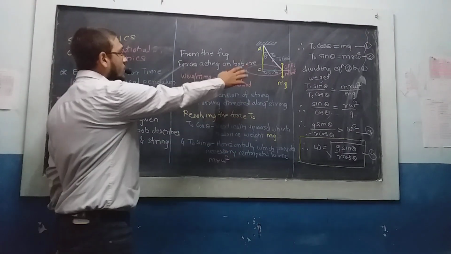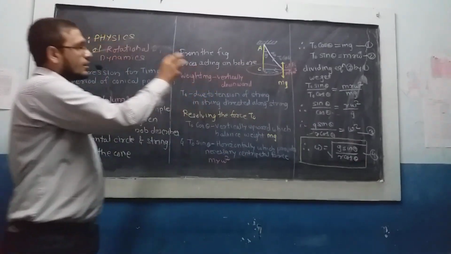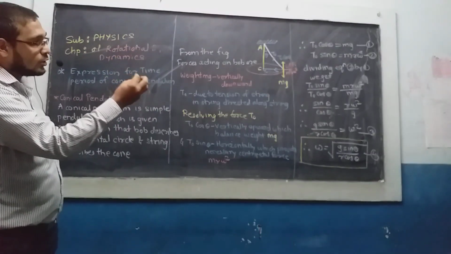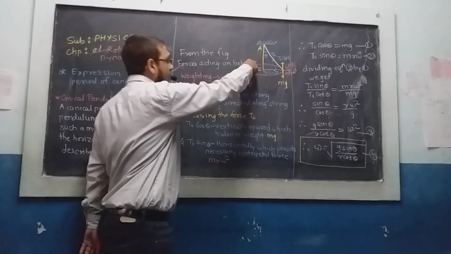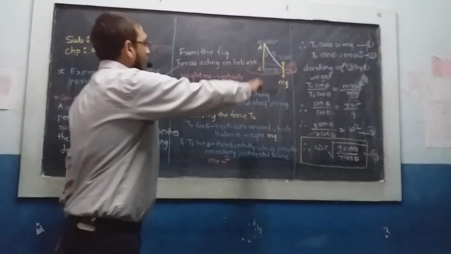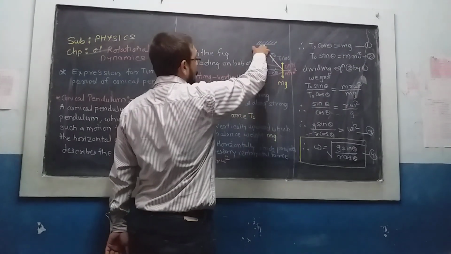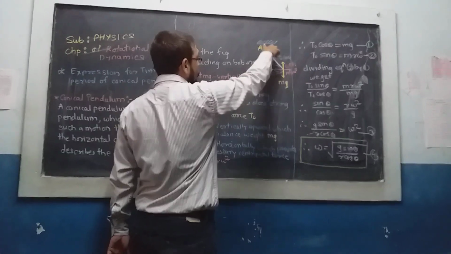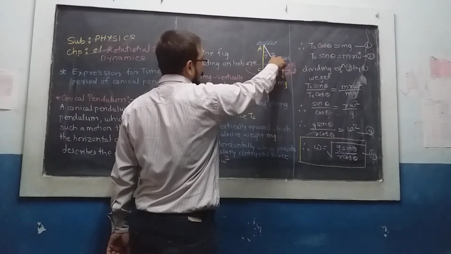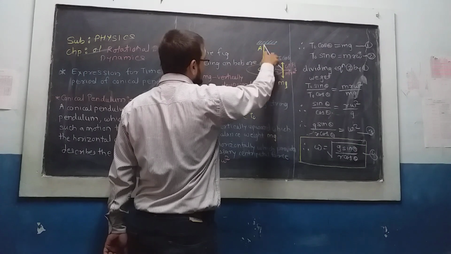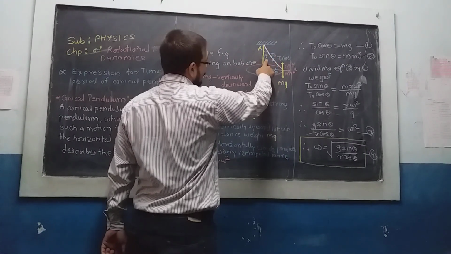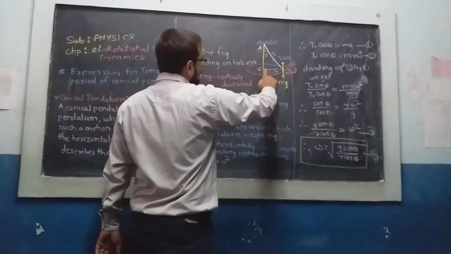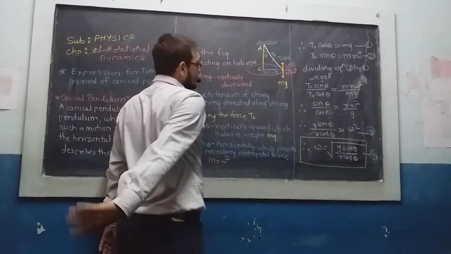Now from the figure, consider that the bob of the conical pendulum is given such a motion that it is performing a circular motion. It is attached to a rigid support. This is a string which is having a tension T0. That string is making a certain angle with the vertical, this is called the semi-vertical angle theta, and this is nothing but the radius r.